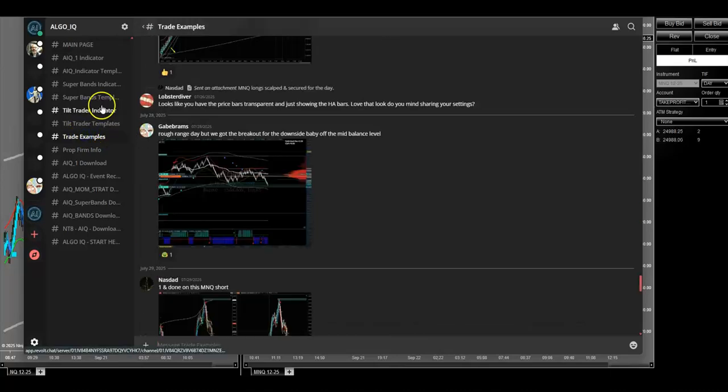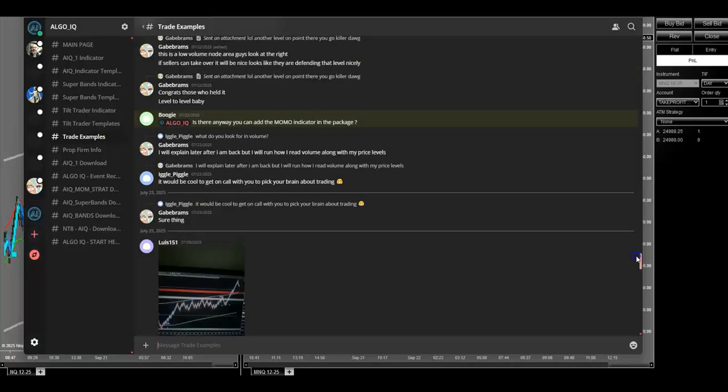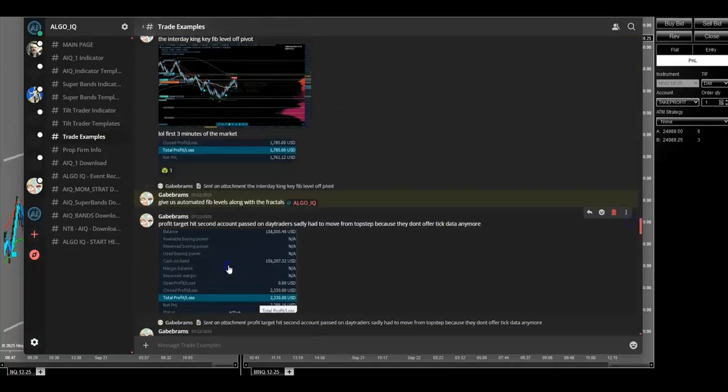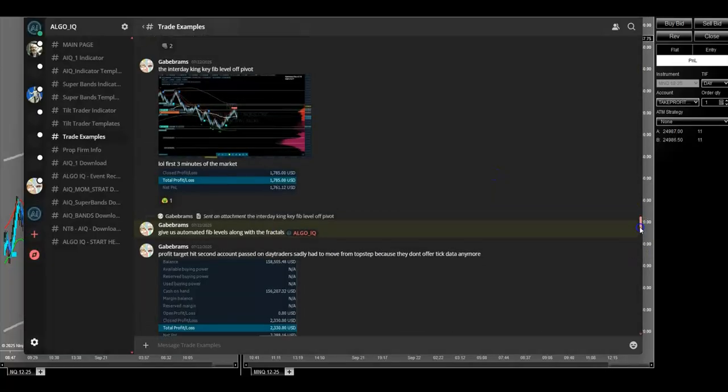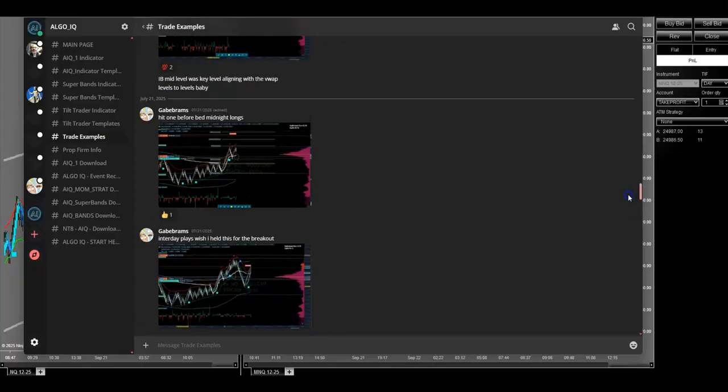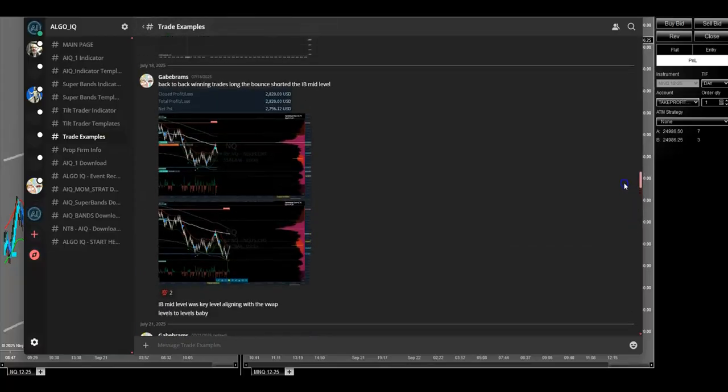We do have a trade examples room. We have a main room. We have other rooms where we have downloads and so on. So traders have been doing a fantastic job of sharing how they're using the tools and how they're doing with the tools.